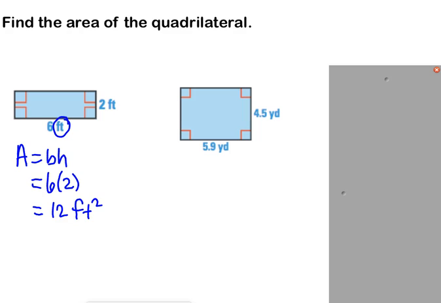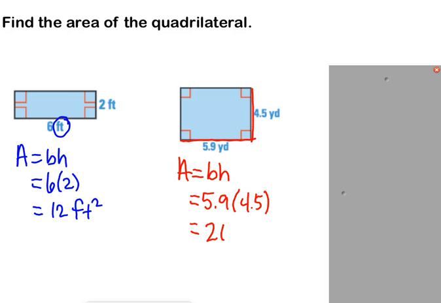Moving on to our middle example here. Again, our area formula is base times height. Here's our base, 5.9, and our height is 4.5. Multiply those out and I should get something around 26.55. Again, we are given our units as yards, so yards squared.